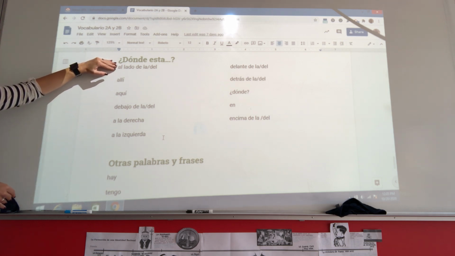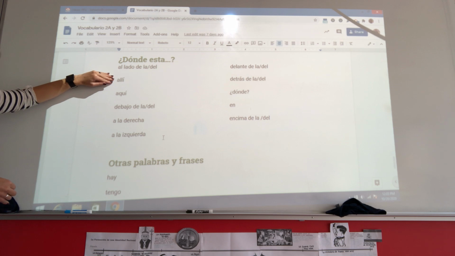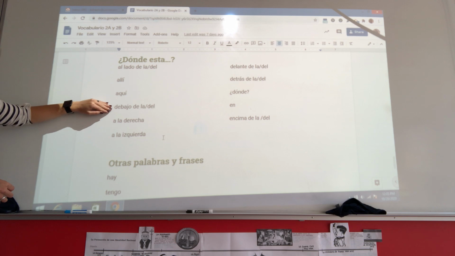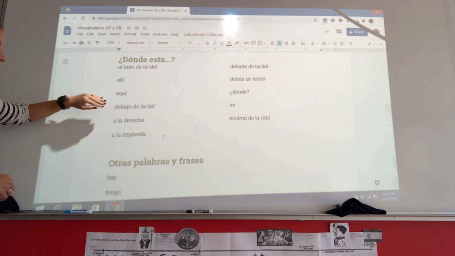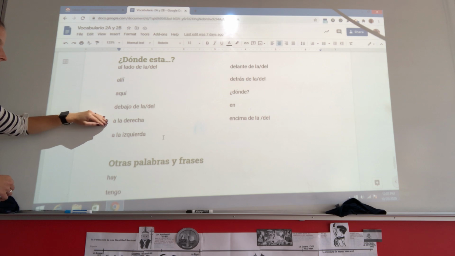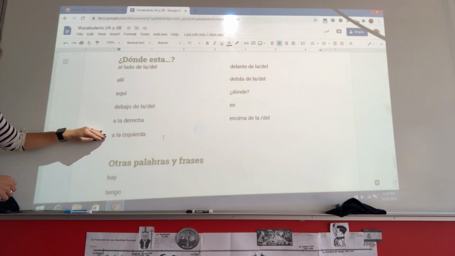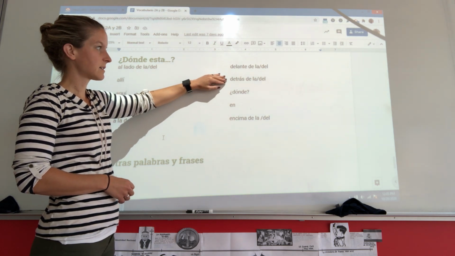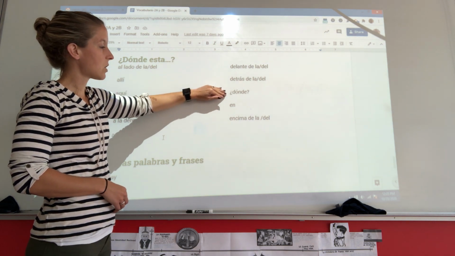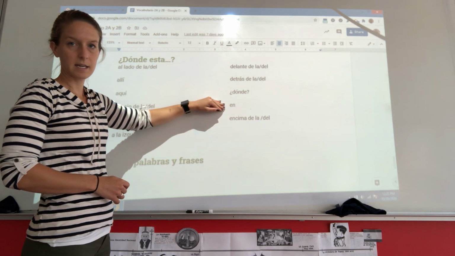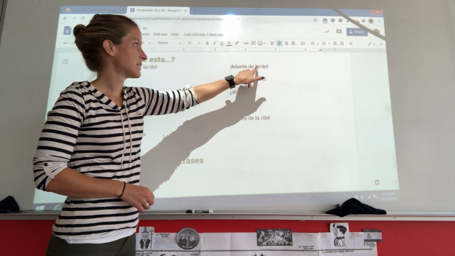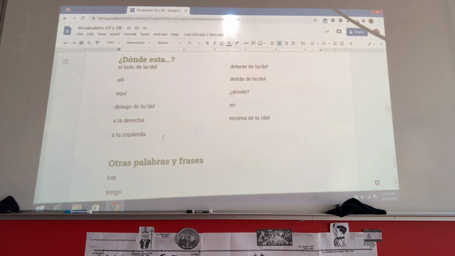Al lado de. Allí, aquí, debajo de, a la derecha, a la izquierda, delante de, detrás de, donde, encima de. We'll get to this part of the de la or de later. Don't worry about it. We'll get to that part when we talk about our grammar.